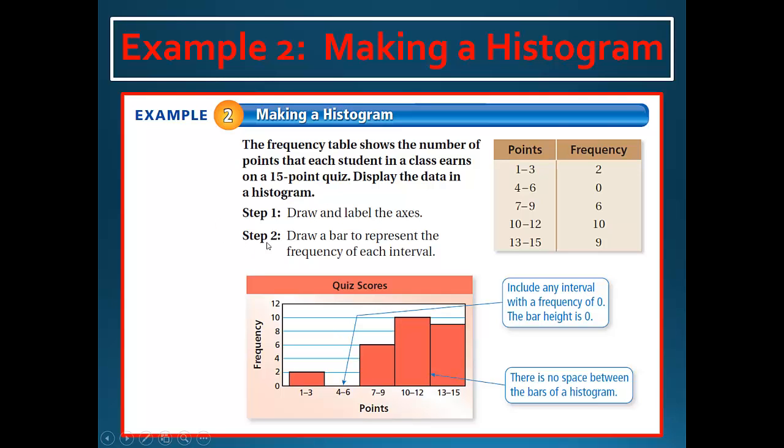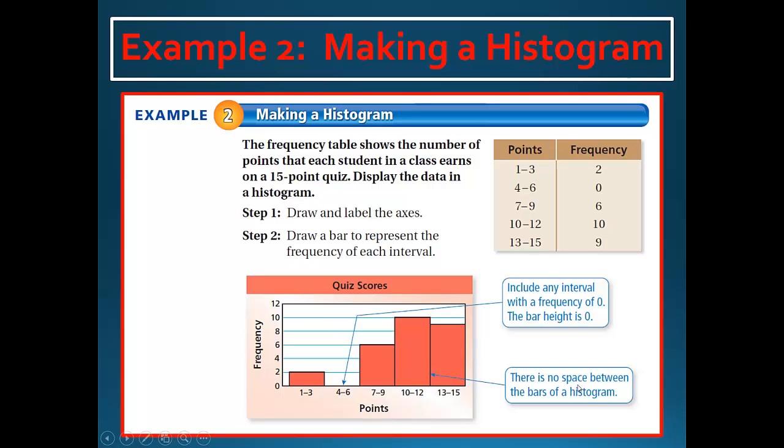For our second step, we're going to draw a bar to represent the frequency of each interval. So if we look back at our frequency table, we're going to see there were 2 students that received between 1 and 3. So our bar for 1 to 3 would be 2 students, so it would go up to 2. For 4 to 6, there were 0 students, so we will not make a bar to represent 4 to 6, but we still need to include that interval on our histogram. 7 to 9 had a frequency of 6, 10 to 12 had a frequency of 10, and 13 to 15 had a frequency of 9.